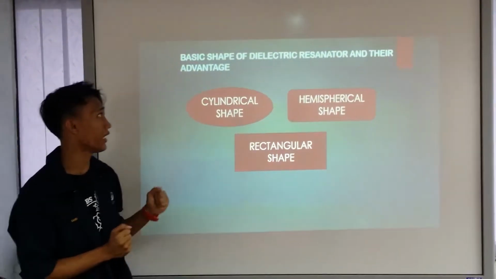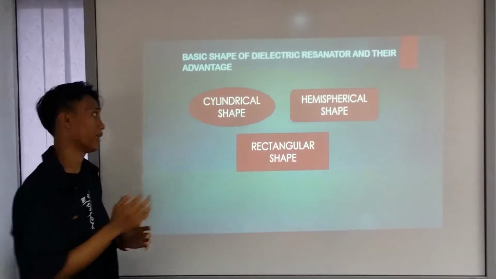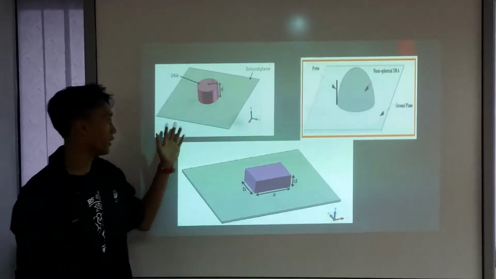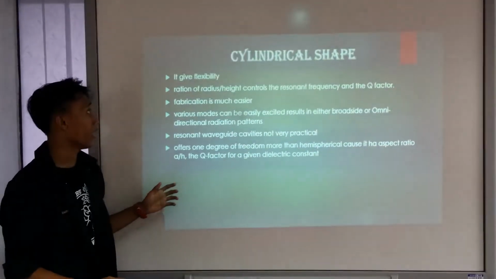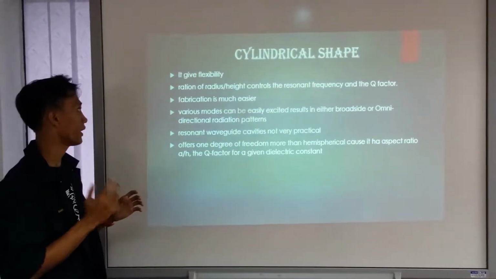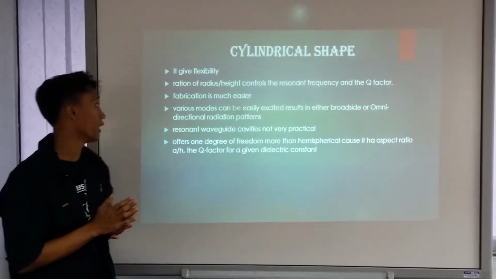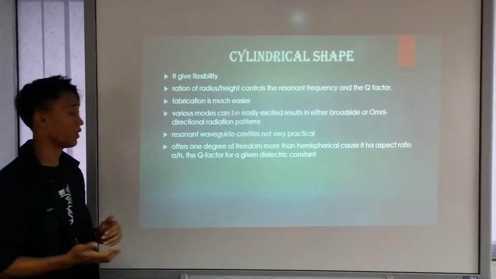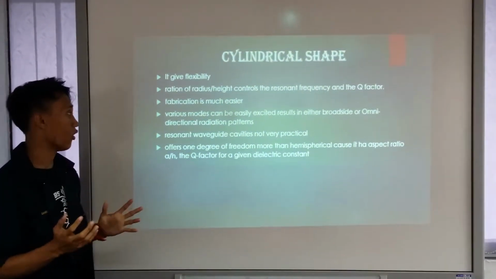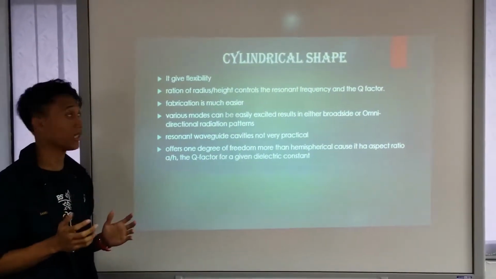Now, the basic shapes of the dielectric resonator antenna, or DRA, and their advantages. There are three common shapes of DRA, that is cylindrical, hemispherical, and rectangular. And this is their features. I will explain about the cylindrical shape. The cylindrical shape gives flexibility, as variation of the radius controls the resonant frequency and the Q factor. Fabrication is much easier, very smooth, and it can be easily excited. It results in either a broadside or omnidirectional radiation pattern, and the resonant waveguide cavity is not very practical in the cylindrical shape.